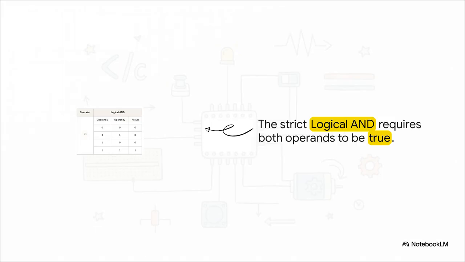Let's shift gears to logical operators and see how they build our hardware logic. The strict logical AND, represented by the double ampersand, demands that both operands are true. Imagine a heavy, dangerous piece of industrial machinery. For absolute safety, the system might require the operator to press a button with their left hand and a button with their right hand at the exact same time before that machine powers up.